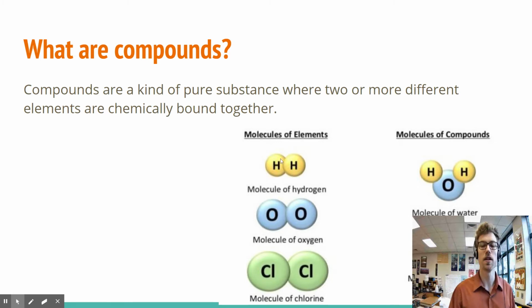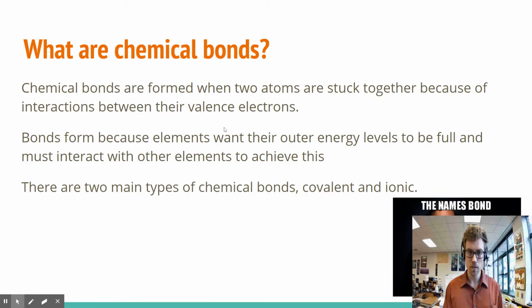Now, you can also have molecules of elements. Remember, we talked about this before, where you could have something like H2 or O2. There are still chemical bonds that are holding these together, but these would still be considered elements and not compounds because you have the same kind of element holding them together. In this unit, we're going to be focusing on compounds.